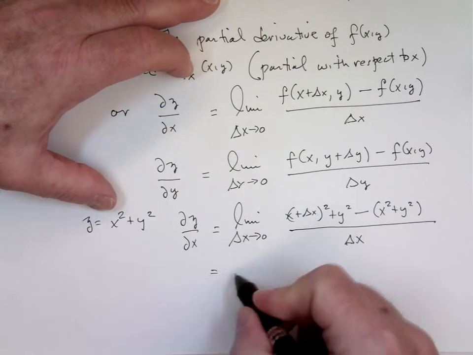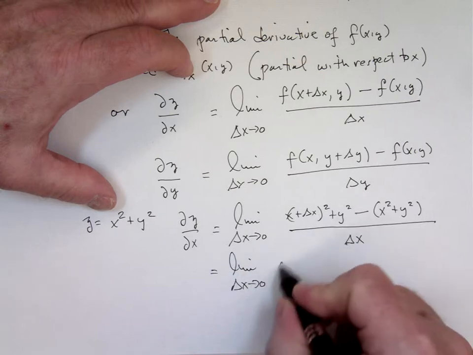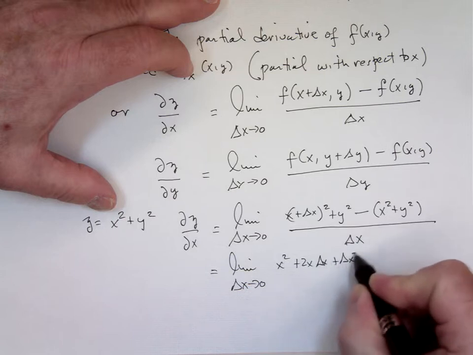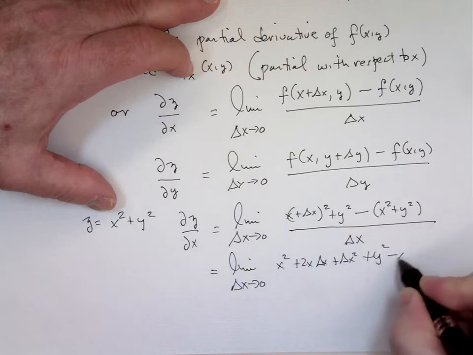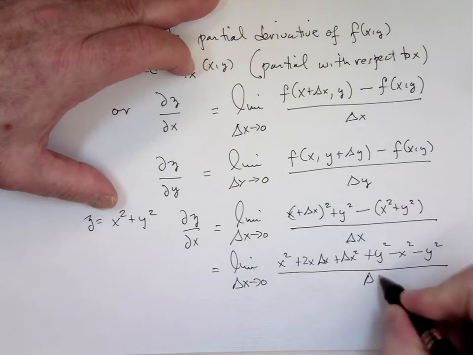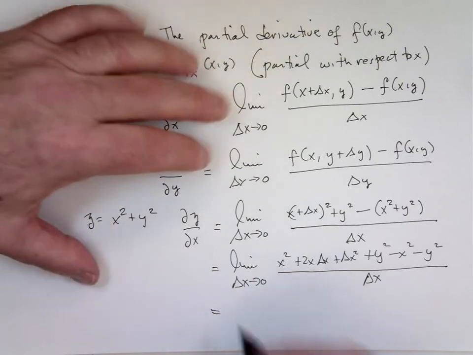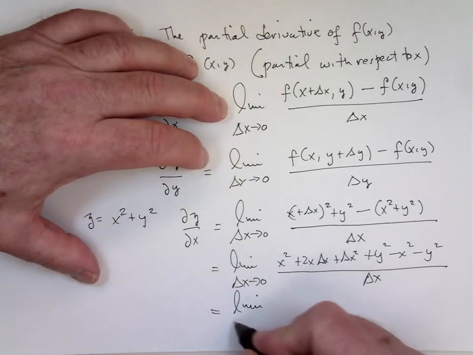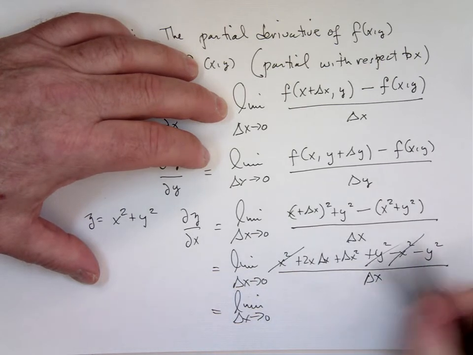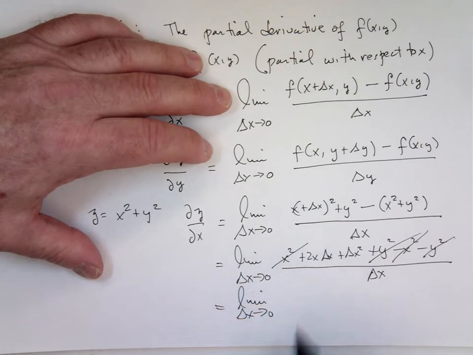So we will get the limit as delta x goes to 0 of x squared plus 2x delta x plus delta x squared plus y squared minus x squared minus y squared over delta x. That's equal to the limit as delta x goes to 0. X squares cancel. Y squares cancel. What else happens? Delta x's cancel.